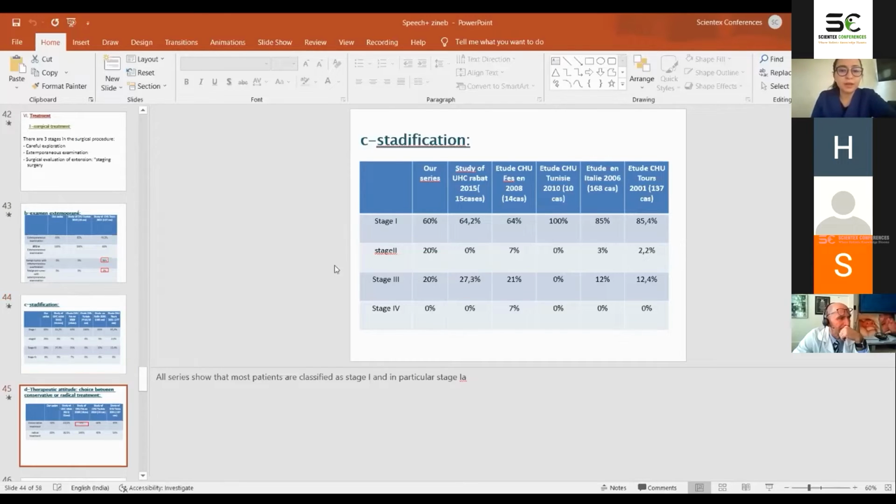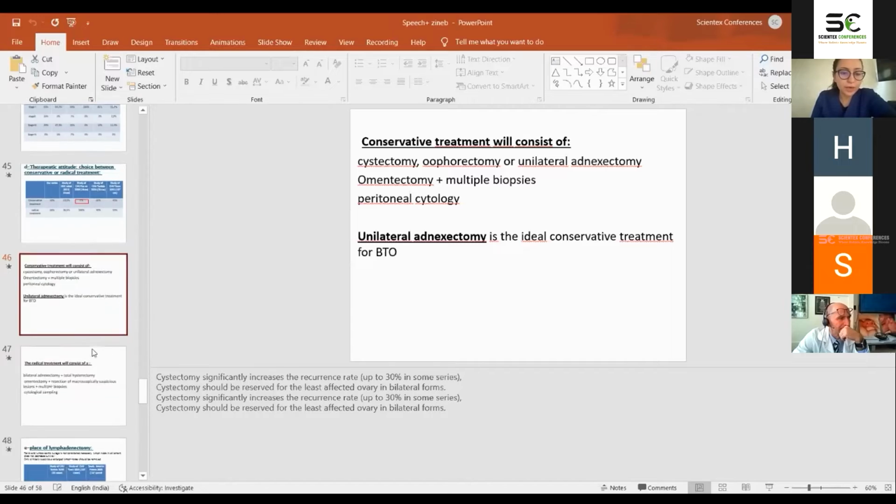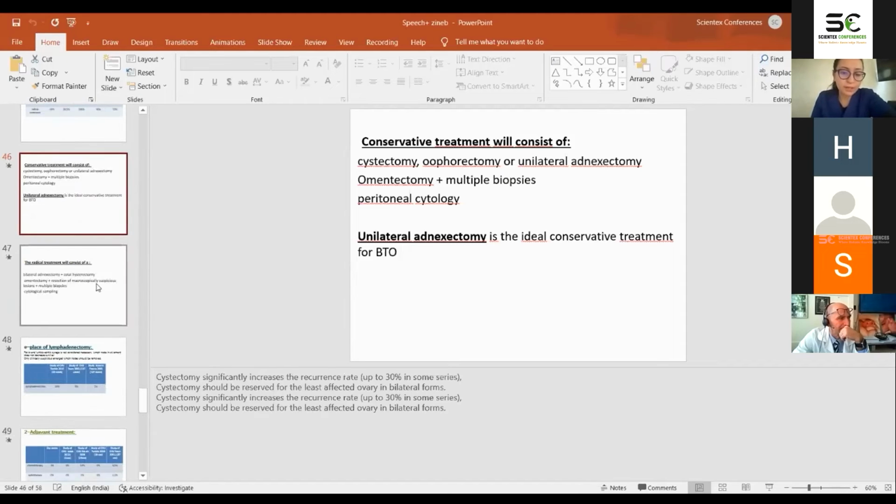Conservative treatment will consist of cystectomy, oophorectomy, or unilateral adnexectomy, omentectomy, multiple biopsies, and peritoneal cytology. Unilateral adnexectomy is the ideal conservative treatment for BTO. Cystectomy significantly increases the recurrence rates, up to 30% in some series. Cystectomy should be reserved for the least affected ovary in bilateral forms. Cystectomy significantly increases the recurrence rate.